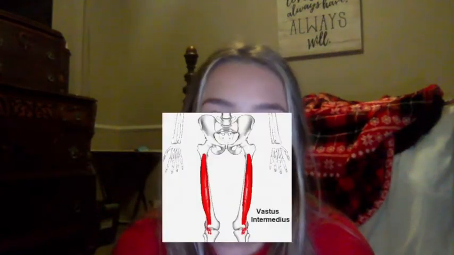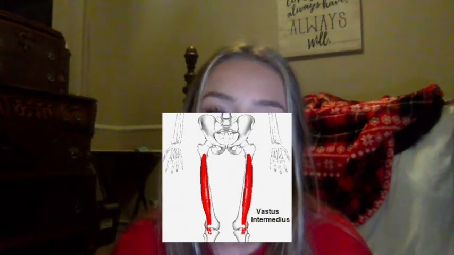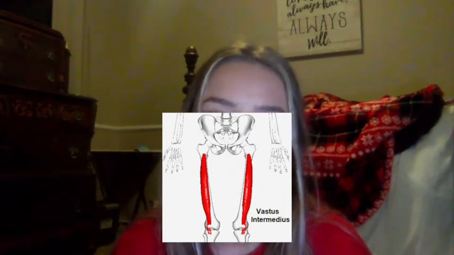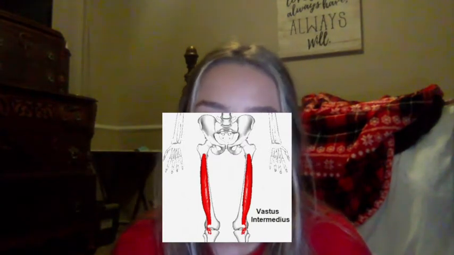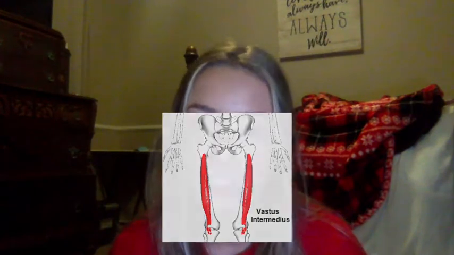So there are 4 kinds of muscles that relate to the extension of the knee, the first one being the rectus femoris. The origin of this comes from the anterior inferior iliac spine, and the insertion is the tibial tuberosity. And then there is the vastus intermedius, and the origin of that is the proximal anterior femur. The insertion is the tibial tuberosity.